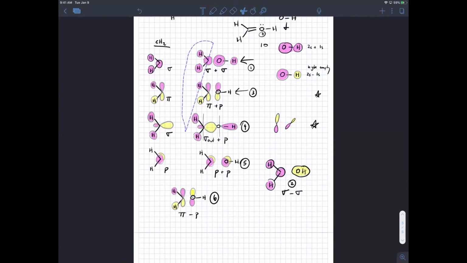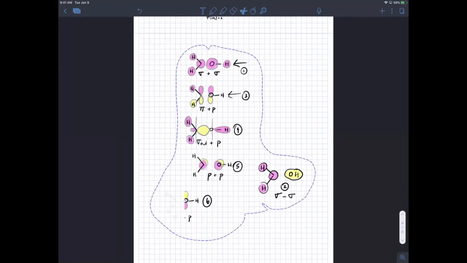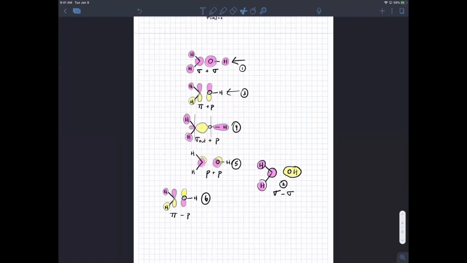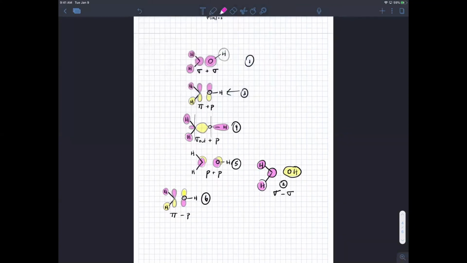So our question, I guess, that we could ask is, what would happen if we took these combinations and moved that hydrogen out of the plane? Here, I don't see a huge problem if we did that. There's not a big change in overlap, so I don't really predict that that's much of an issue.